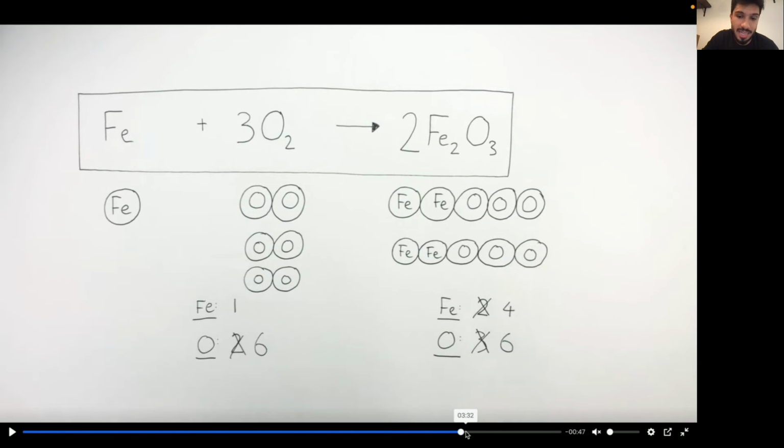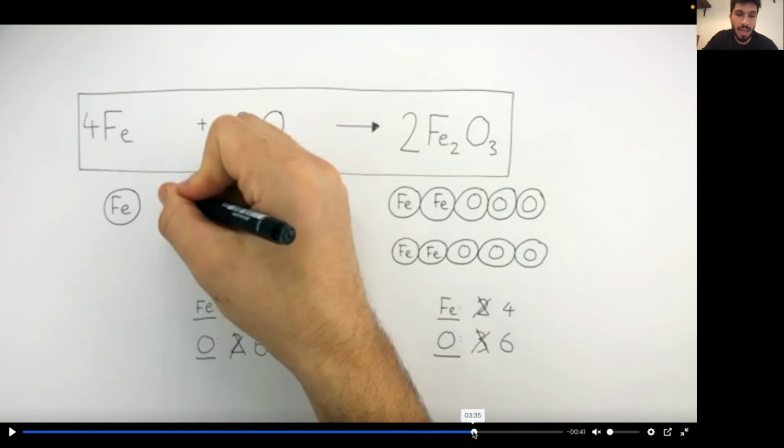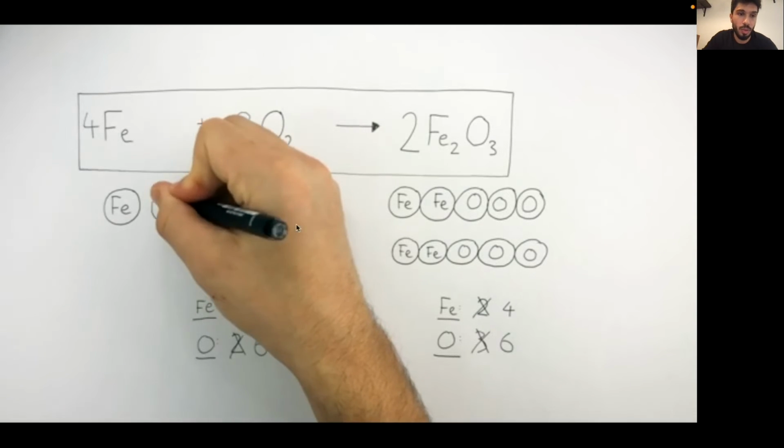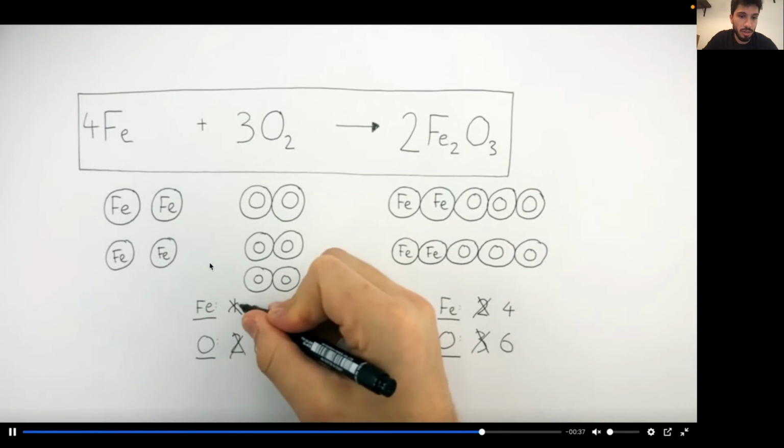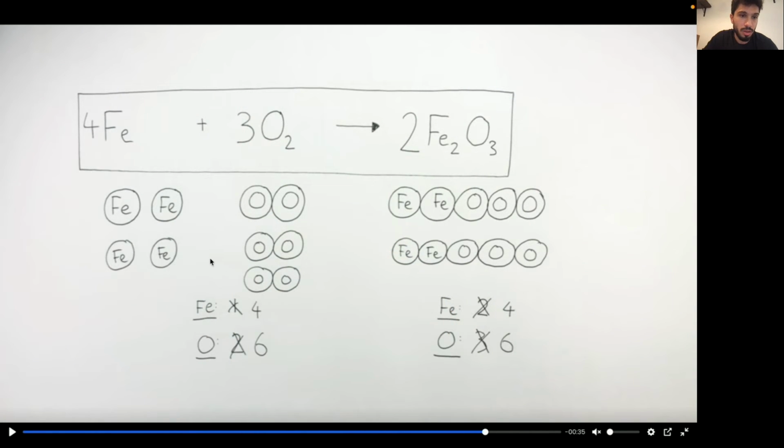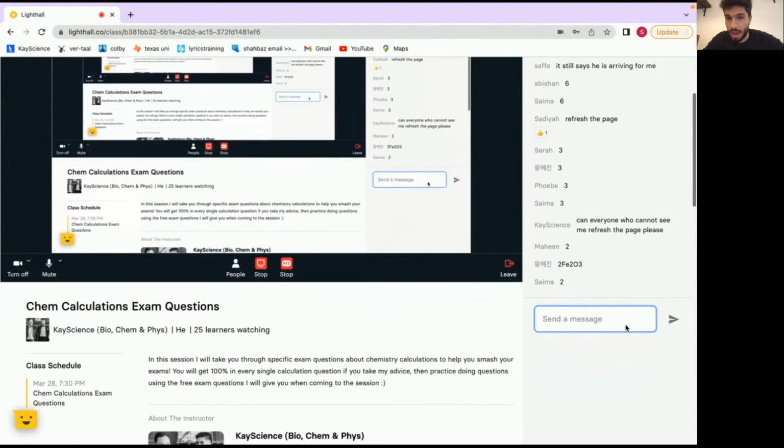And as I said, the easiest bit to always do is the last one, when you have an atom by itself. 4 atoms of iron, because we put a big 4 in front of the Fe, and that's how we balance chemical equations, okay? I hope that was okay.